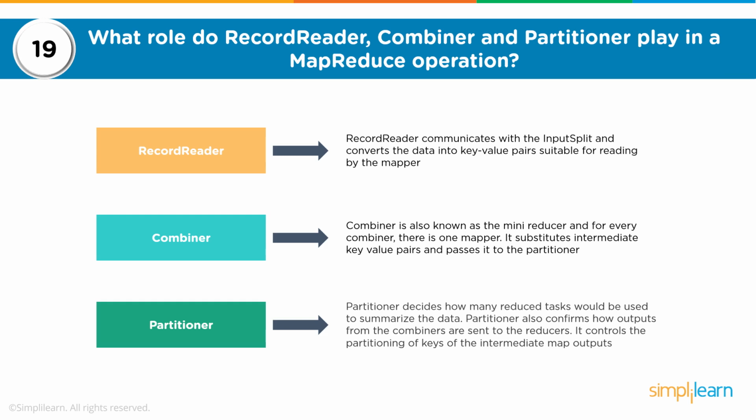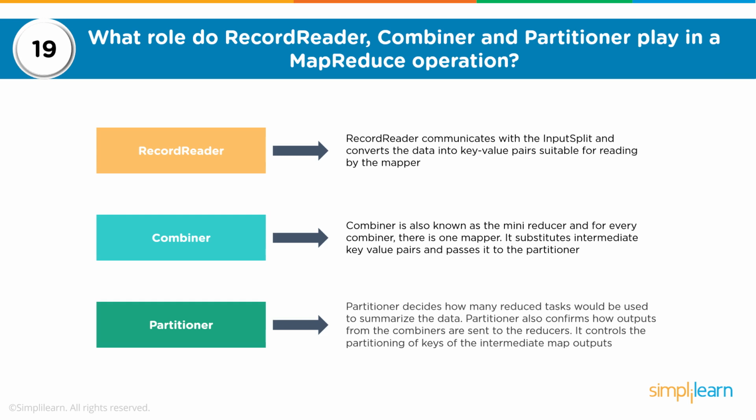Partitioner is basically a phase which decides how many reduce tasks would be used to aggregate or summarize your data. So partitioner is a phase which would decide based on the number of keys, based on the number of map tasks. Your partitioner would decide if one or multiple reduce tasks would be used to take care of processing. So either it could be partitioner which decides on how many reduce tasks would run, or it could be based on the properties which we have set within the cluster, which will take care of the number of reduce tasks which would be used. Always remember, your partitioner decides how outputs from combiner are sent to reducer and to how many reducers. It controls the partitioning of keys of your intermediate map outputs.